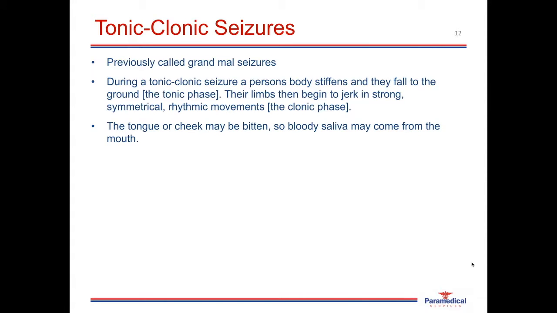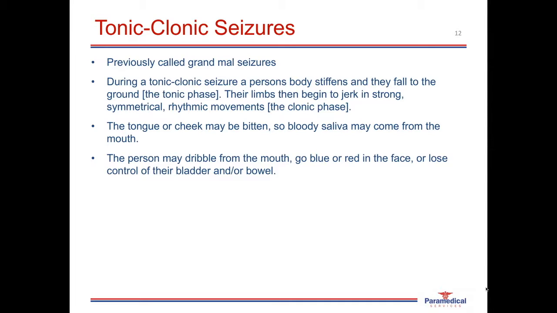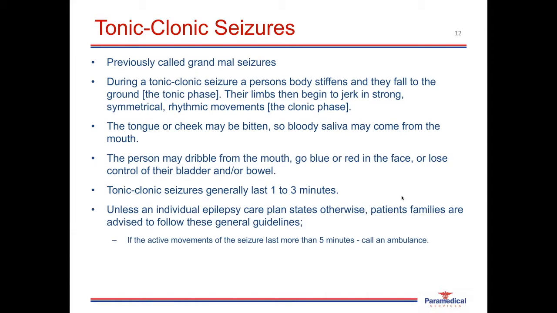During the process, the patient may bite their tongue or their cheeks. There may be some bloody saliva secretions from the mouth. The patient also may be drooling from the mouth due to the inability to swallow during the seizure. The patient can also appear blue or red in the face, and there's a high probability of urination or defecation due to the loss of bladder and bowel control. The tonic-clonic seizure generally lasts for 1 to 3 minutes.